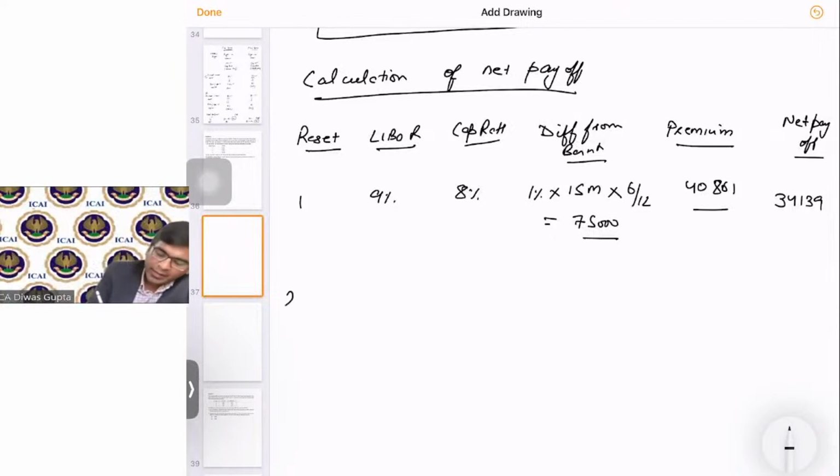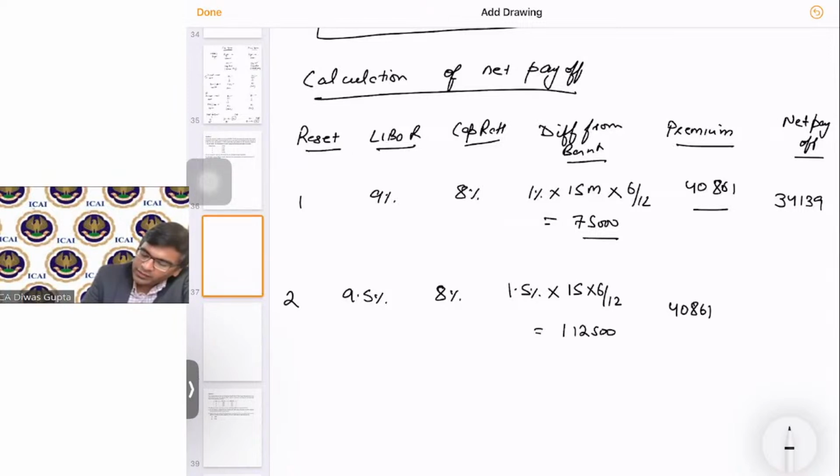Then second reset period, LIBOR is given as 9.5%. 8% is the cap rate. This remains the same. 1.5% would be the payout for the next 6 months, which is 1,12,500. 4861 remains the same as premium. So hence it becomes 71,639 as the net payoff.